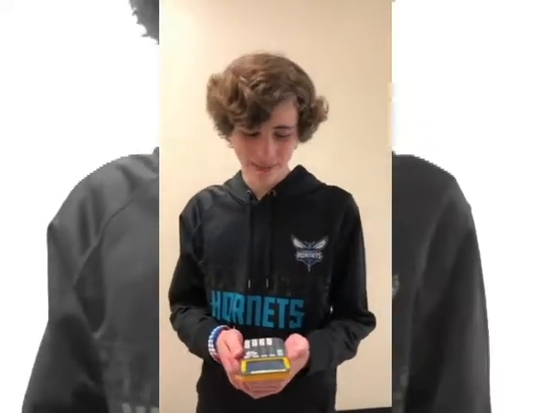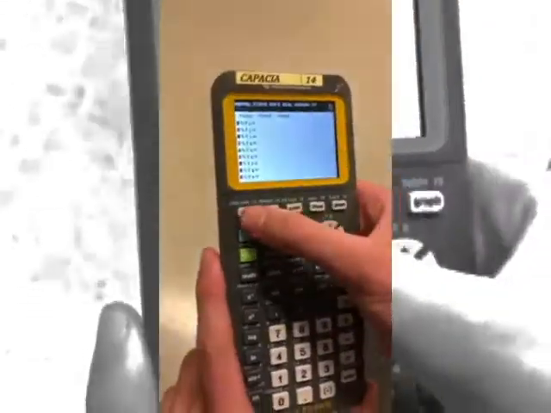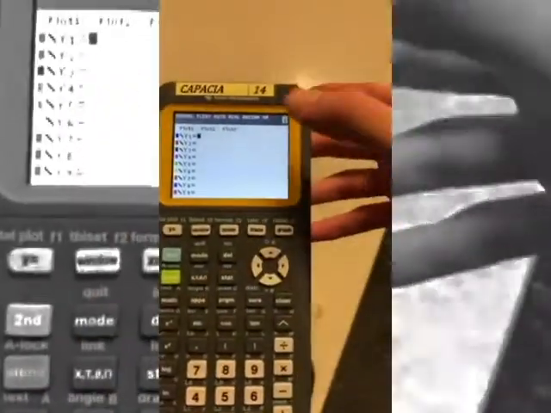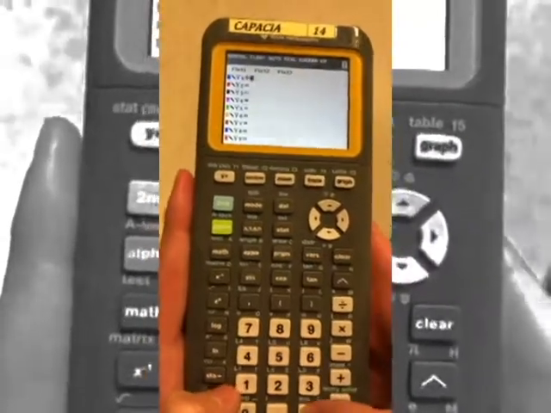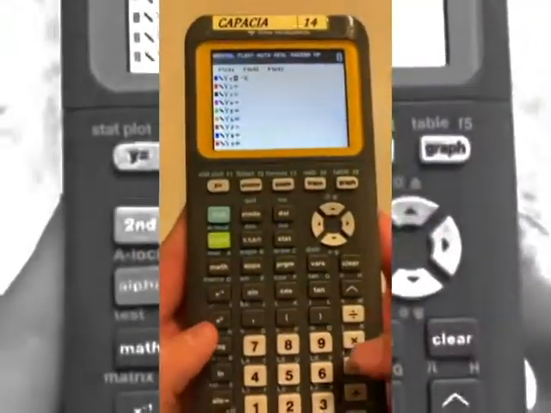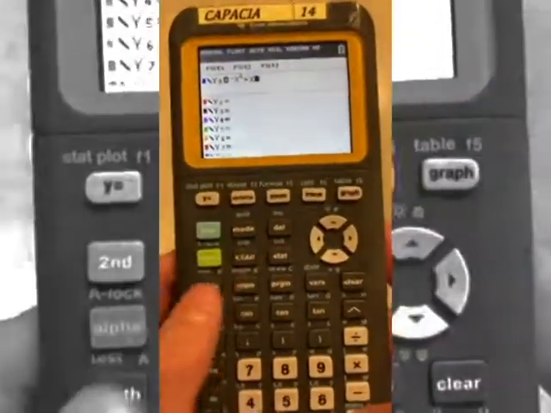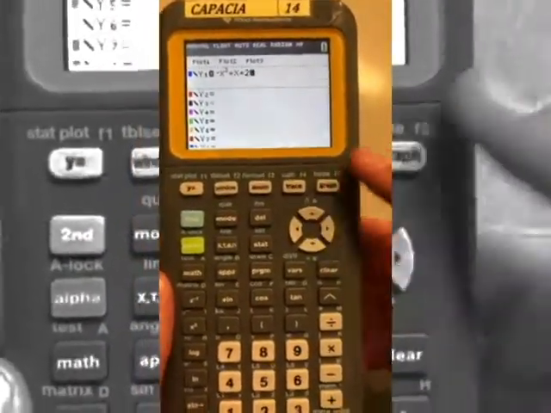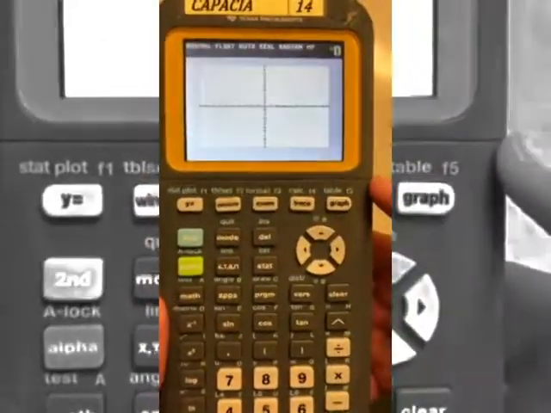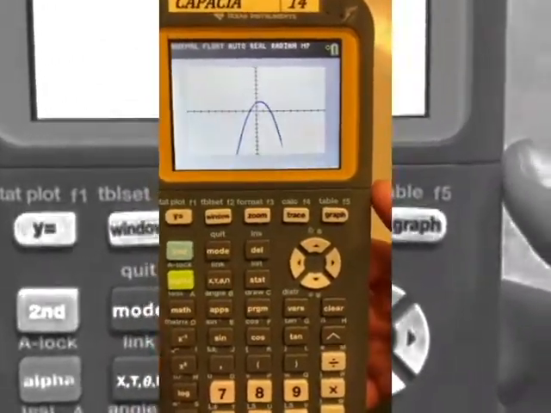Hi, I'm Joe. Today I'll be showing you how to find the vertex and other points on a graph. Okay, so first you press Y equals right here, and it brings up this. So you type in your equation right here, and you can type in more than one. I'm just going to type in one. So let's say you have negative x squared plus x plus 2. You can write whatever you want. And then you press graph right here, and it'll show the graph. It takes a second to process.